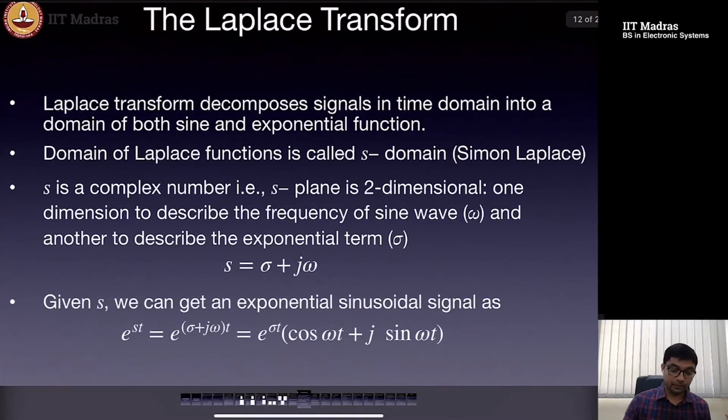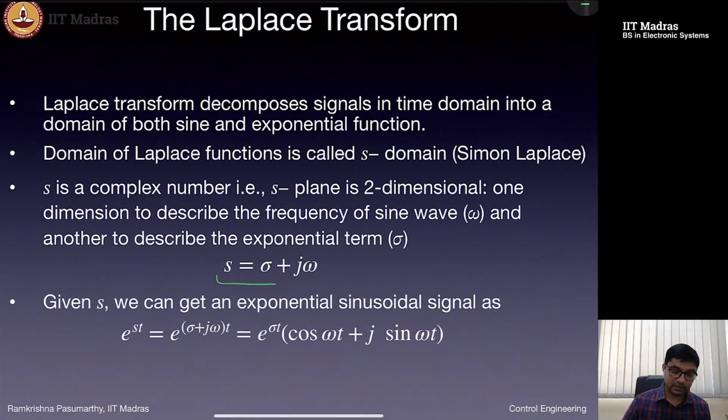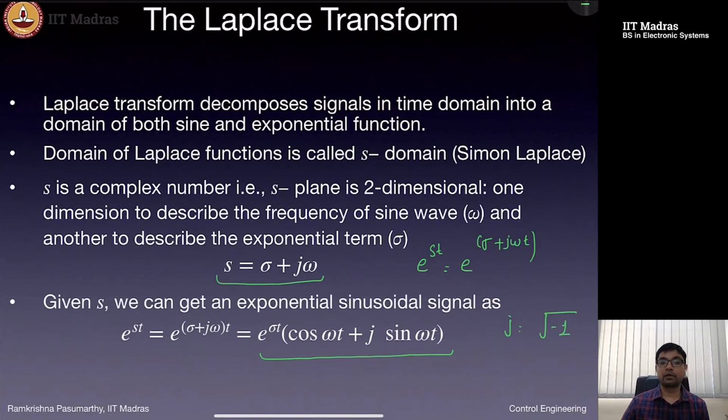Okay, so now I call this S as my sigma plus j omega, and given an S, we can now get e power st. I can write this as e power (sigma plus j omega) t, which can be expanded to what we see here. e power j omega t is cos omega t plus j sin omega t. Here, j denotes the square root of -1. Okay, this is the essence now.